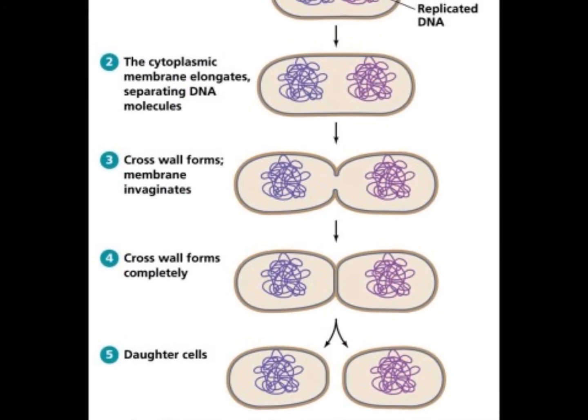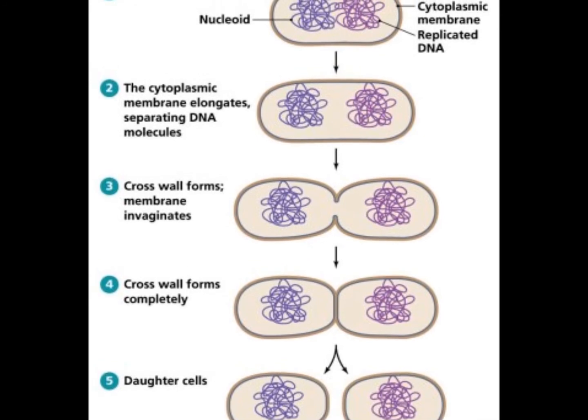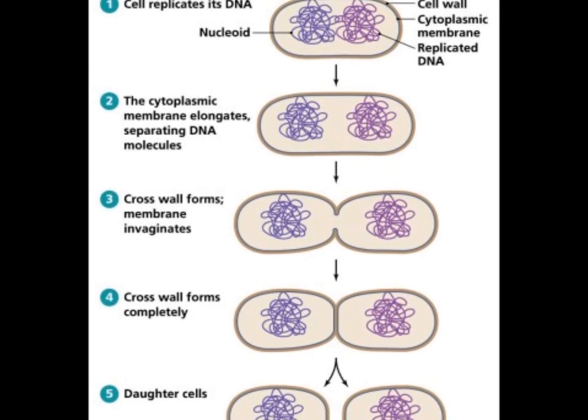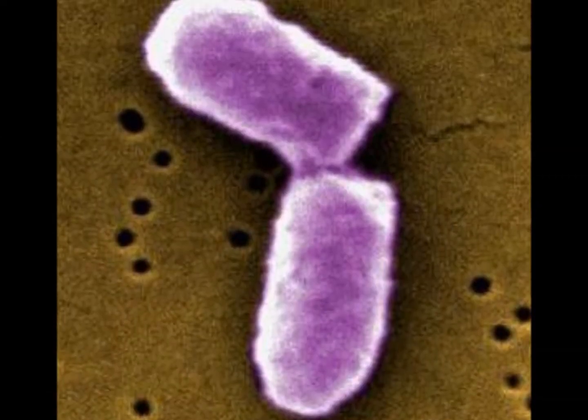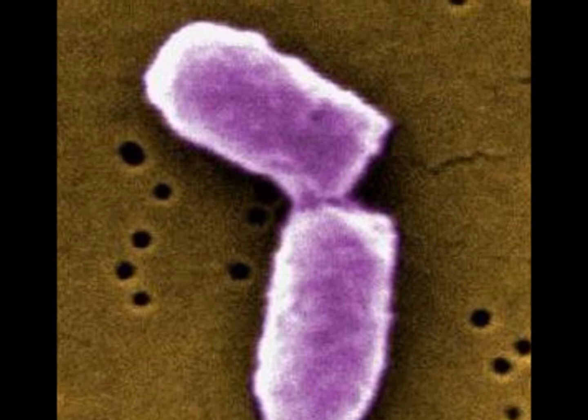In cell 4, we can see that the new cell wall was fully developed, resulting in a complete split of the bacterium. In cell 5, the process is complete, with a new daughter cell that has tightly coiled DNA, ribosomes, and plasmid.